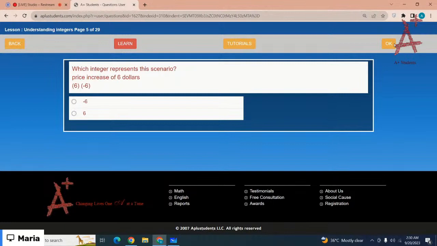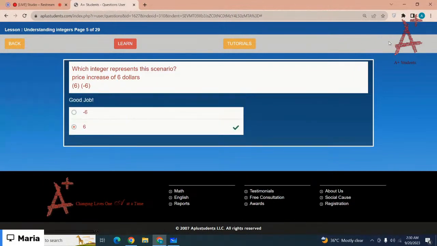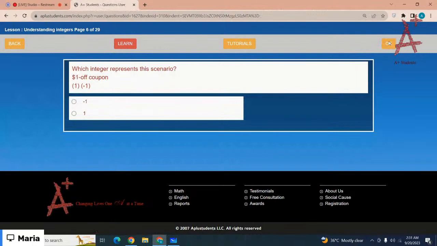Increase, that is an increase of $6, right? Increases are always positive, so that would be 6. Which integer represents this scenario?